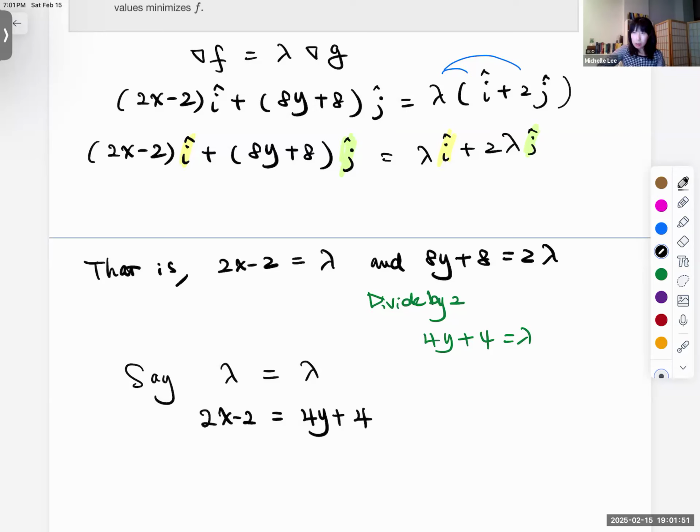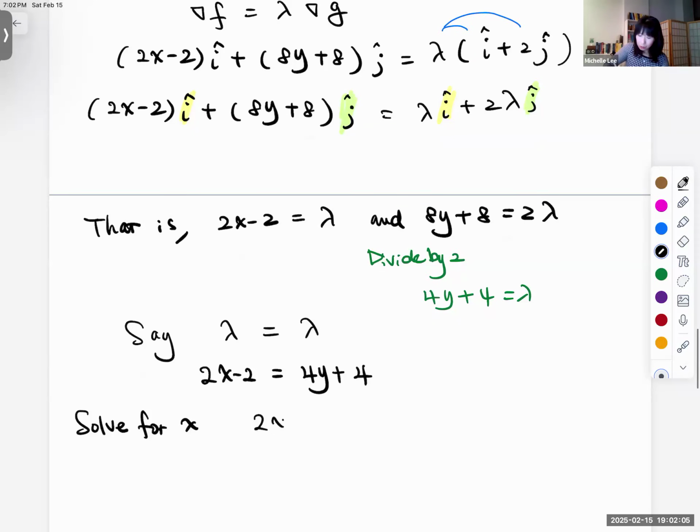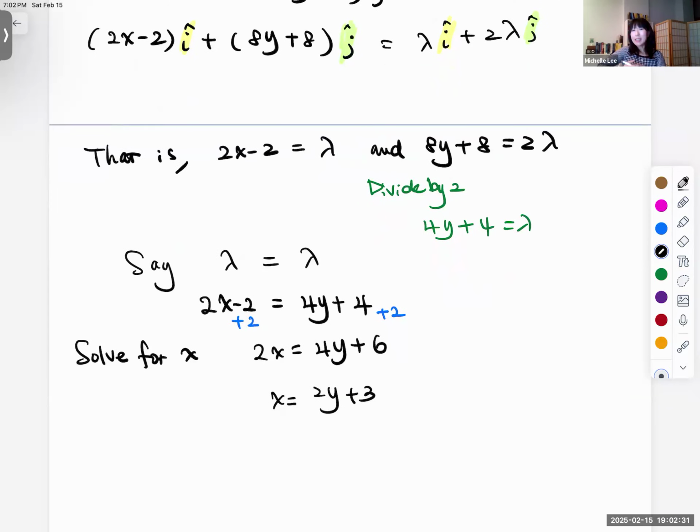Okay, now let us solve for x. Either way, you can solve x or y, right? So let's start with x. Then we have 2x equal to 4y plus 4 plus 2, right? Which is 6. Now, I'm going to write it down so you know that. Okay, now x equal to, divide by 2, so we have 2y plus 3. Okay, so this is x equal to 2y plus 3, right?